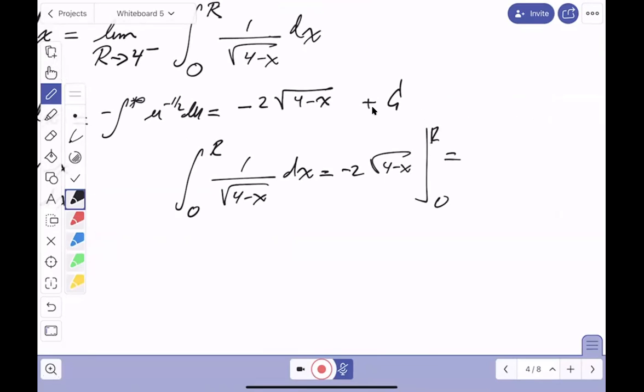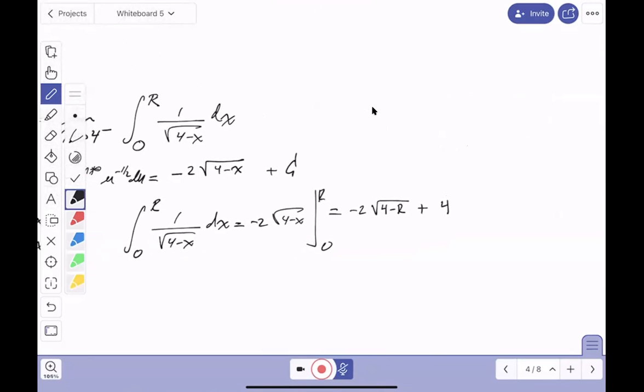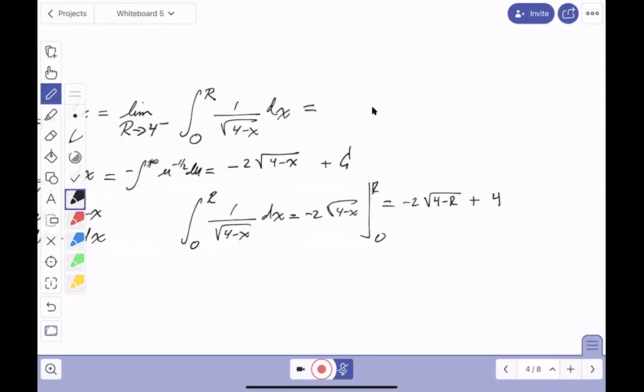What's that going to give you? Well, it's going to be minus 2 root 4 minus r. Minus a minus is plus. That's going to be 2 root 4, right? And what's 2 root 4? It's 4. So I'm ready to write that down up here. Let's put that down for you.